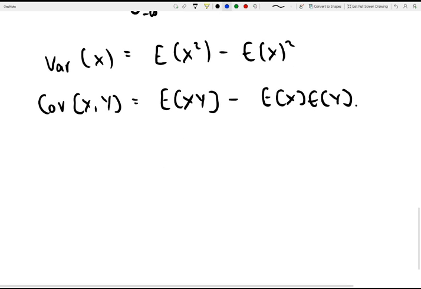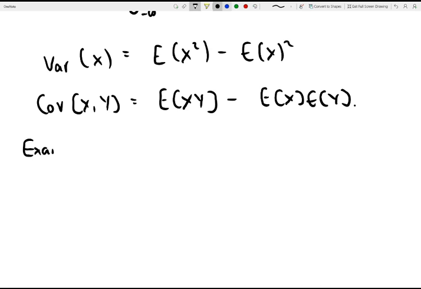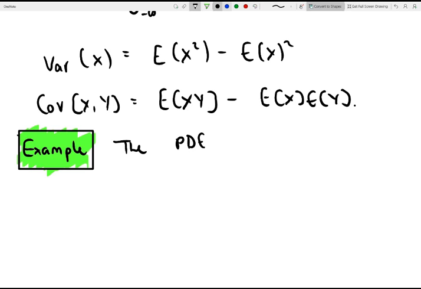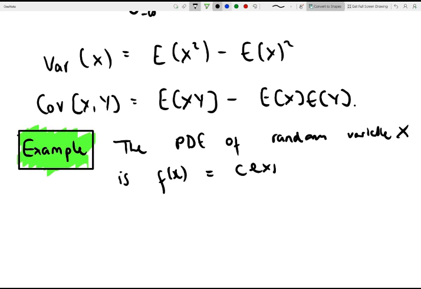So let's work through a few examples. Example: the probability density function of a random variable x is f of x equals c times the exponential of minus 2x for x greater than 0. Find the value of c.